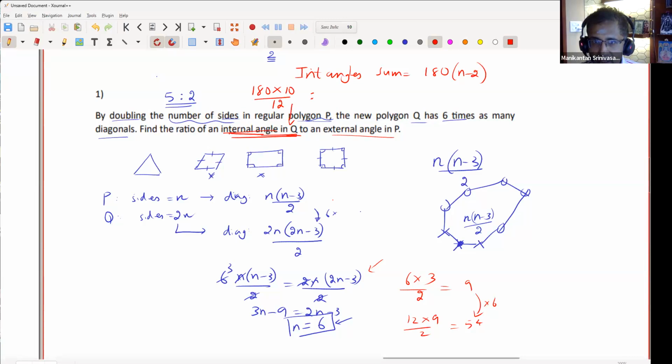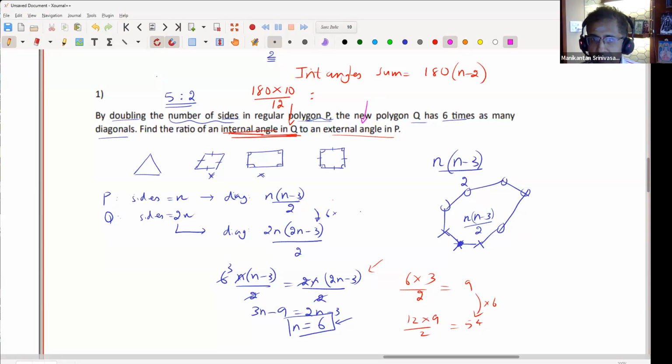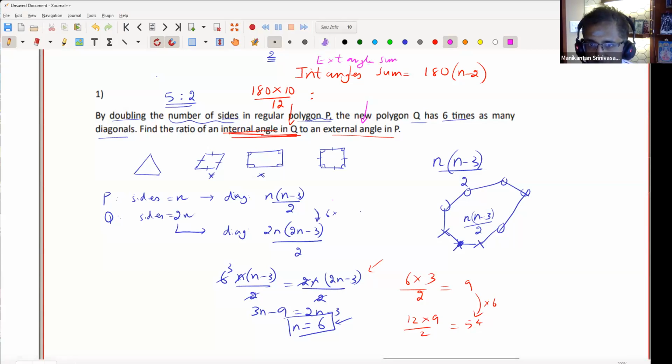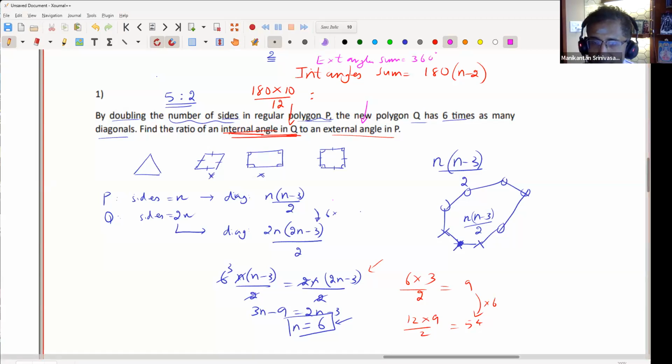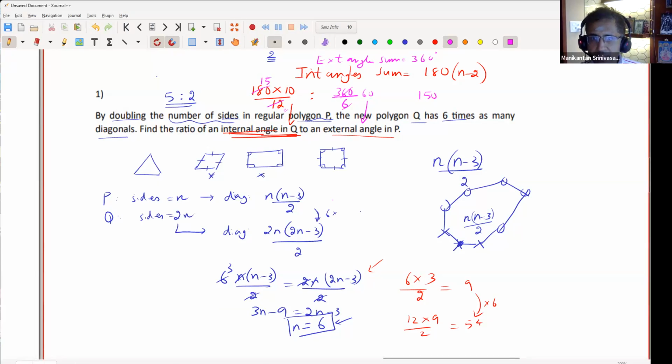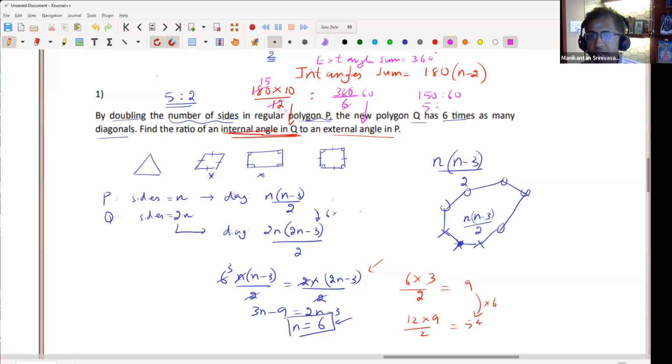And what's the external angle in P? The sum of all external angles is 360. Irrespective of whether it has 100 sides or 23 sides, the sum of all the external angles will be 360 for any polygon. But because it's regular, each will be divided by the number of sides. The division is possible only if it's a regular polygon. So this is 360 divided by 6, since the number of sides in this case was 6. It's this ratio that we want. So how much is this? This is 150 is to 60, which is indeed right. 30 times 5, 30 times 2.